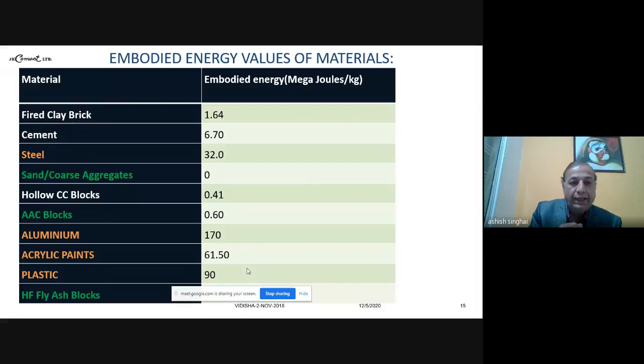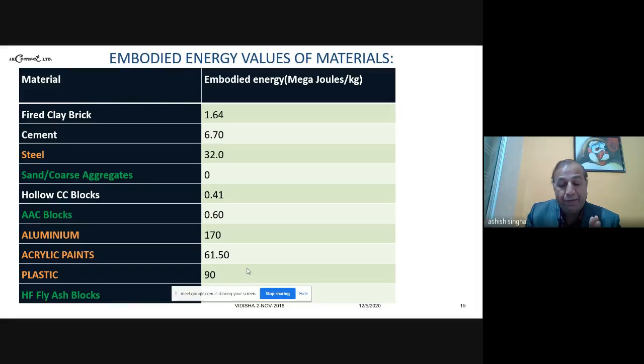Just have a look at that particular slide. As you can see, steel has an EBE of 32 megajoules per kg. Cement has 6.7. As compared to that, aluminum is at a staggeringly high 170, acrylic paints 61, plastic 90. So these are the building materials prominently used in any construction, which have very high embodied energy. But we cannot do away with that. Cement or steel has to be used.